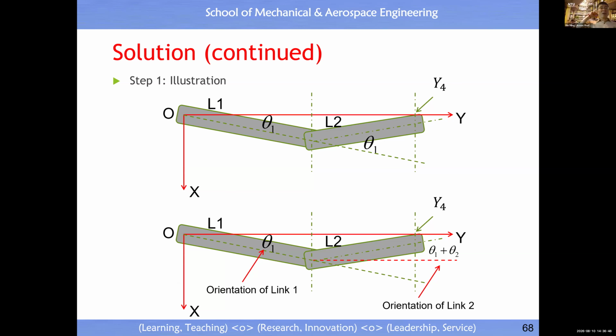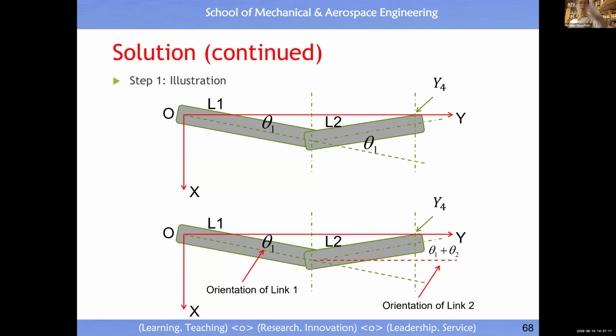So what is the absolute orientation of L1? It is theta 1. Pay attention: theta 2 is the relative angular position between L2 and L1. Then what is the absolute orientation of L2? The answer is theta 1 plus theta 2. Theta 1 plus theta 2 is the absolute orientation of L2 with respect to the world coordinate system.